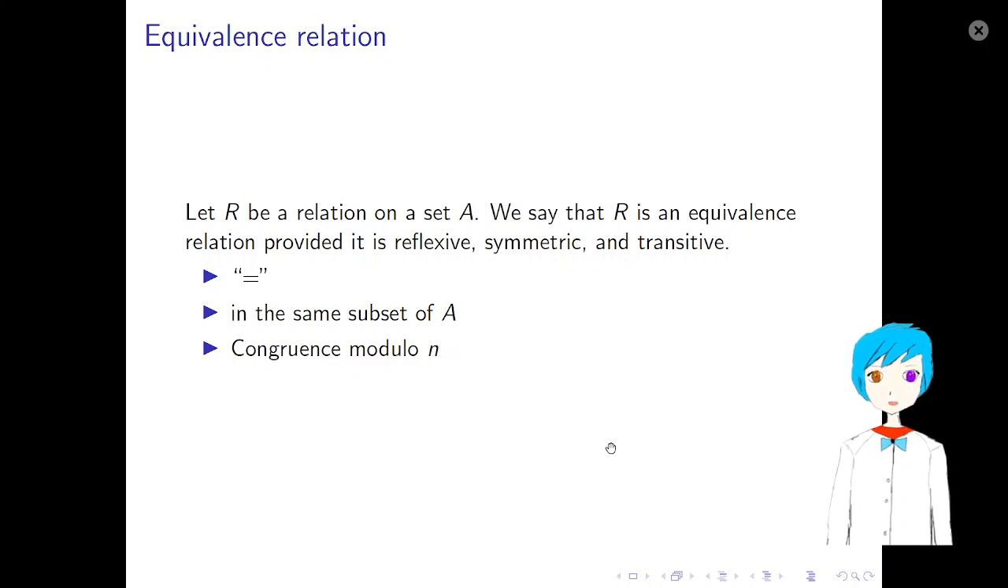Let R be a relation on set A. We say that R is an equivalence relation provided it is reflexive, symmetric, and transitive. So the trivial example would be the equal to sign. Also, being in the same subset of A will also establish an equivalence relation. A more interesting example would be congruence modulo n. We say that X and Y are congruent modulo n provided that n divides X minus Y, and we can prove that it is also an equivalence relation.